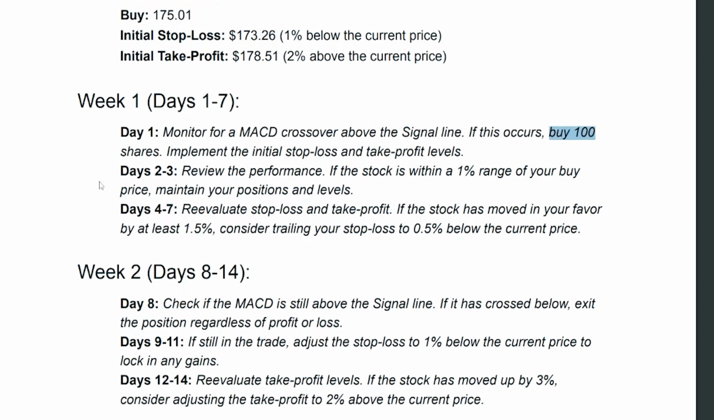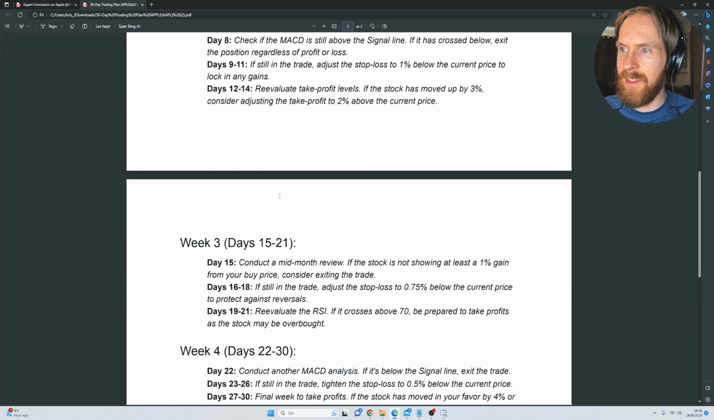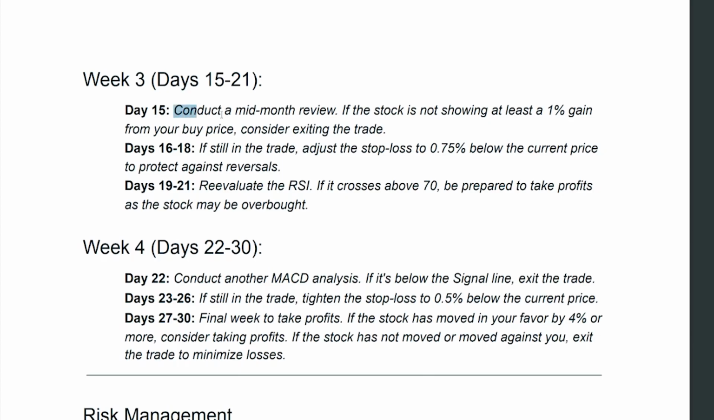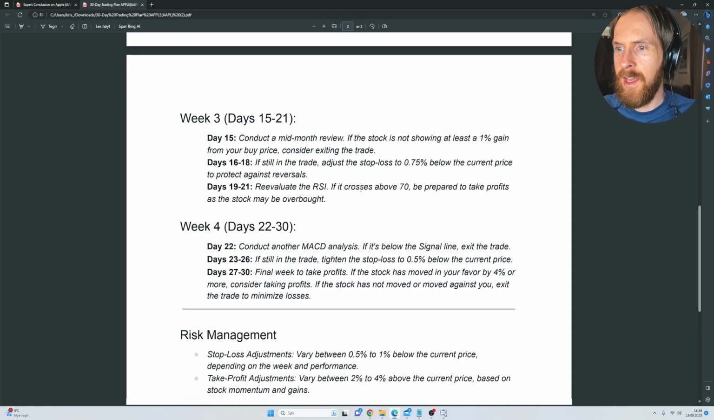And it's a pretty detailed plan, right? Review the performance: if the stock's in a 1% range of your buy price, maintain positions. You're going to reevaluate, and if still in a trade, adjust the stop loss. So it's pretty detailed, so I was quite happy with that. Conduct a mid-month review. If the stock is not showing at least a 1% gain from your buy price, consider exiting the trade. So it has thought a bit over what's going to happen in the future here.